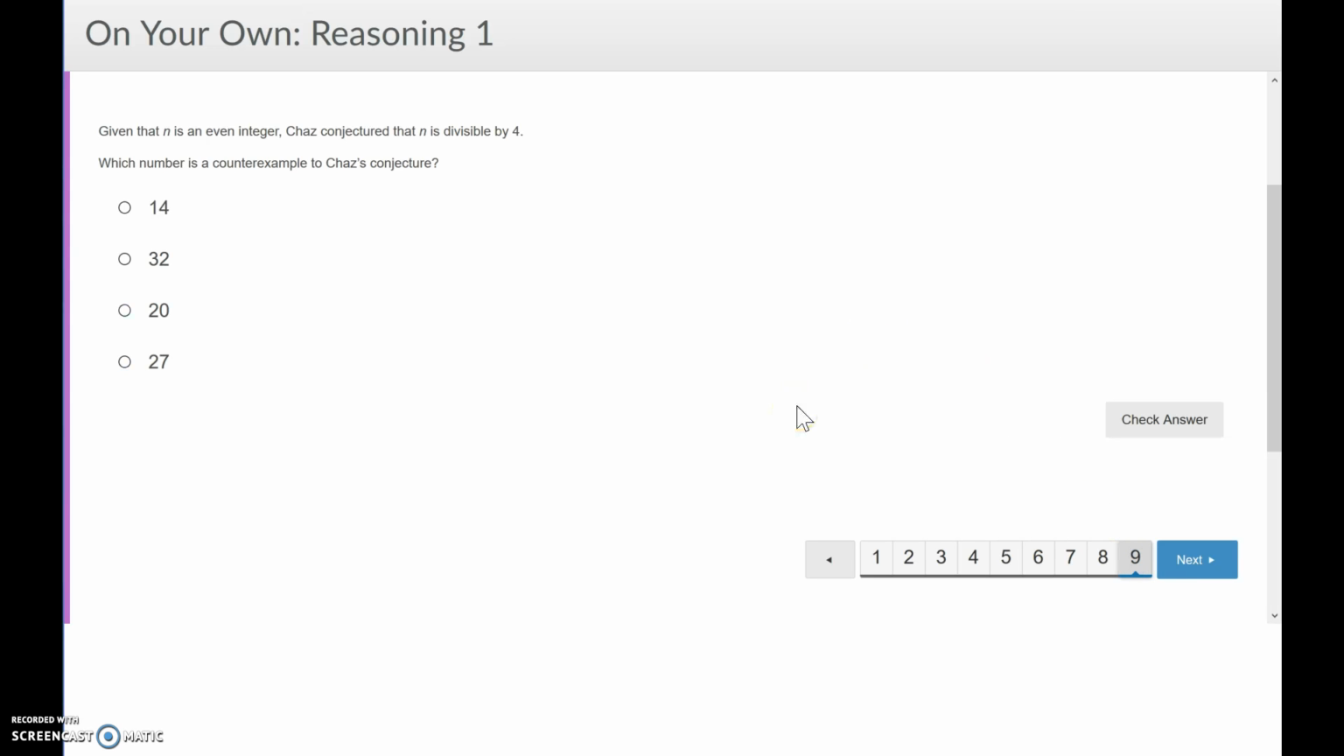N is an even integer. Chaz conjectures that n is divisible by 4. Which is a counterexample, which disproves his conjecture? So we need to find an even number. So it can't be this one. That's not an even number. 20 is divisible by 4. 32 is divisible by 4. But 14 is only divisible by 2 and 7.